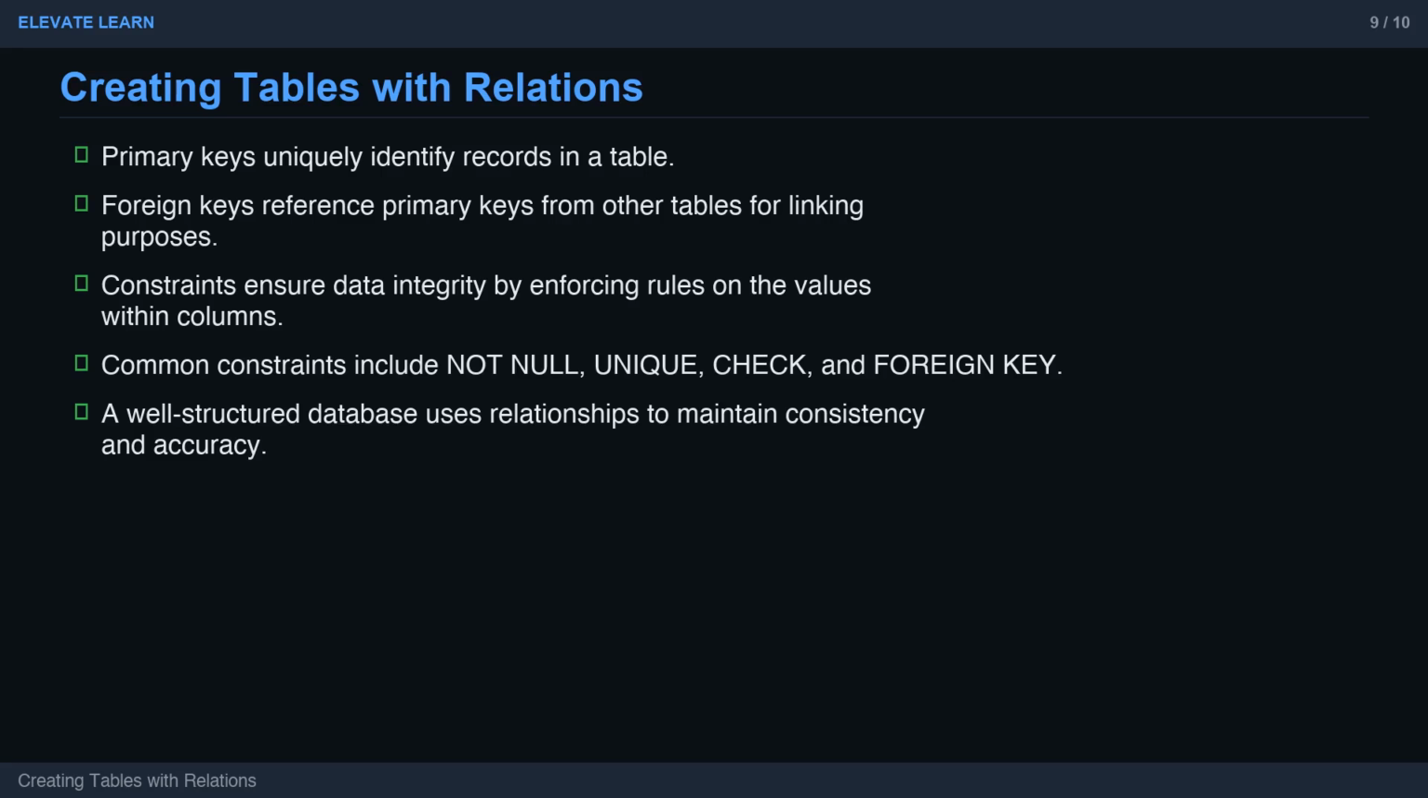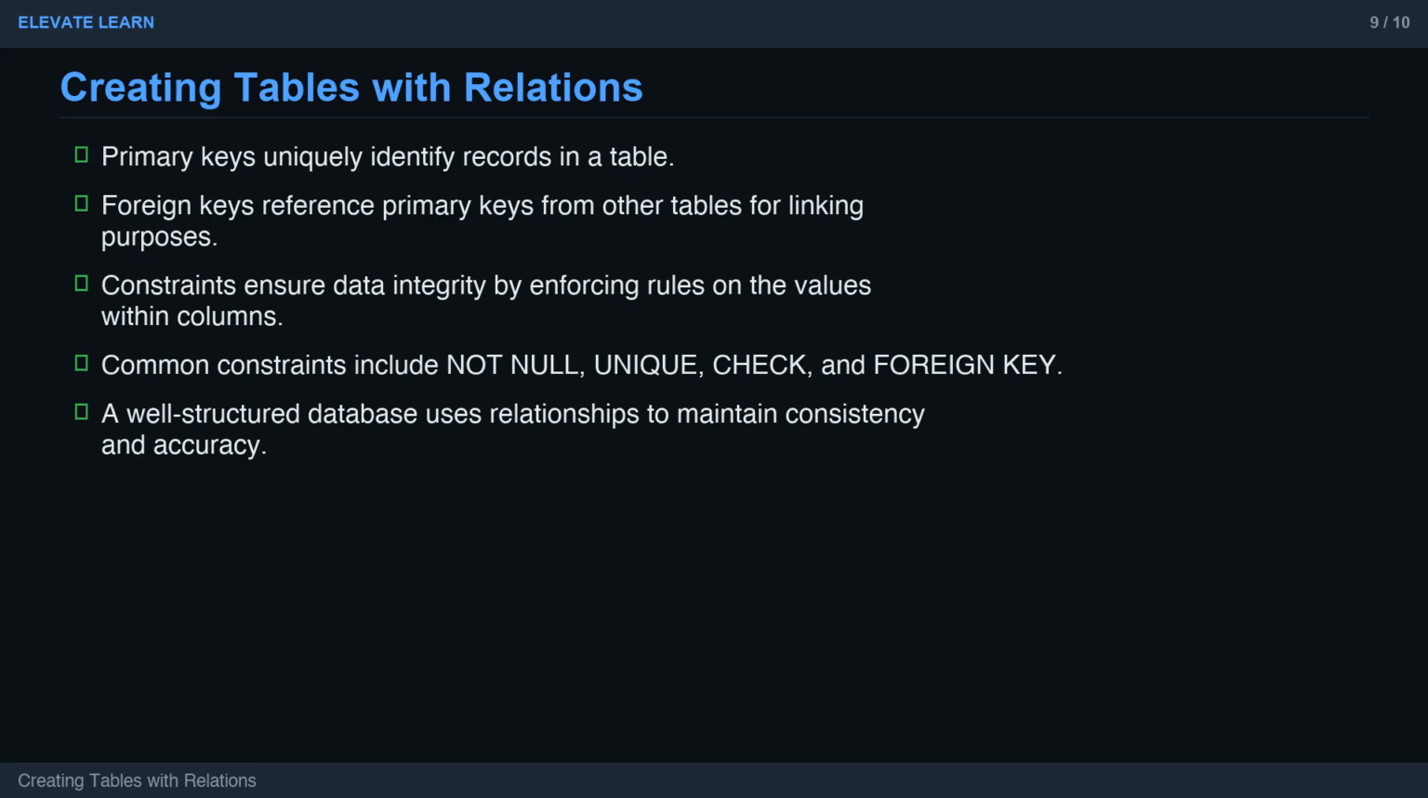Welcome to our tutorial on creating tables with relations. Let's break down the key components. Think of primary keys as unique IDs for each record in your table, like a person's ID number. Foreign keys are like friendship bracelets, linking these IDs from one table to another, keeping things connected. Constraints are the rules that ensure data is accurate and consistent, much like traffic lights guide safe road travel. Common constraints include making sure certain fields aren't empty, not null, ensuring values are unique, and setting limits on what can be entered, check. By carefully structuring your database with these elements, you maintain a well-organized system that's reliable for all its users.